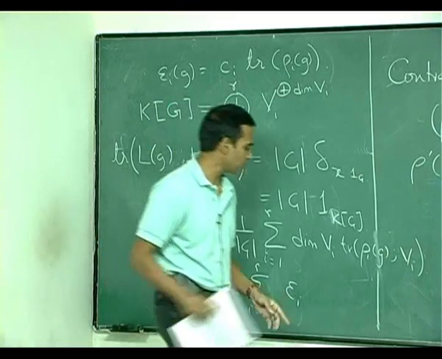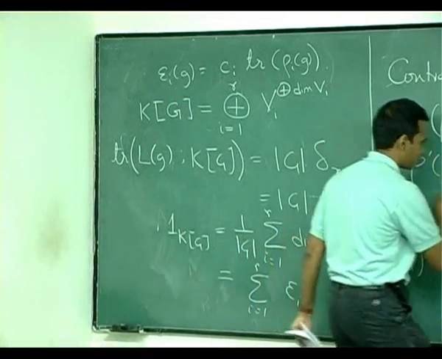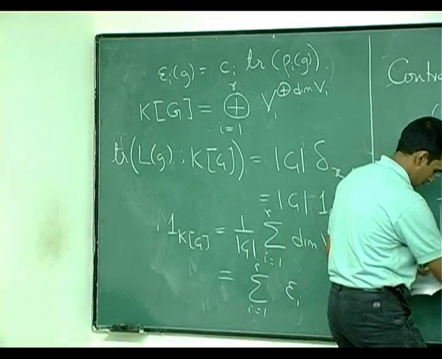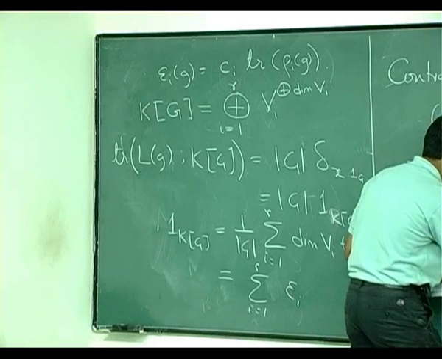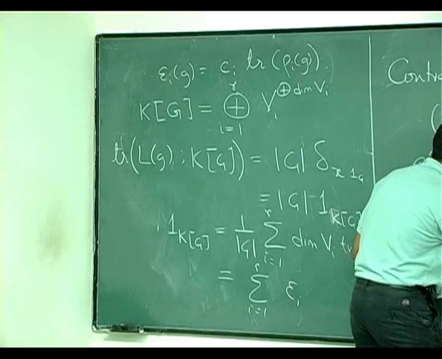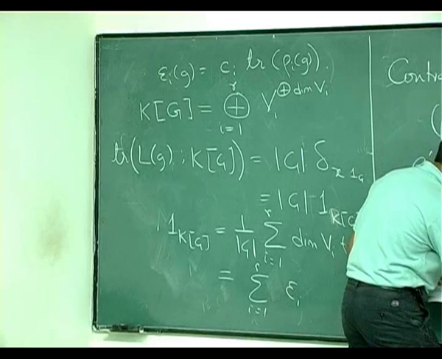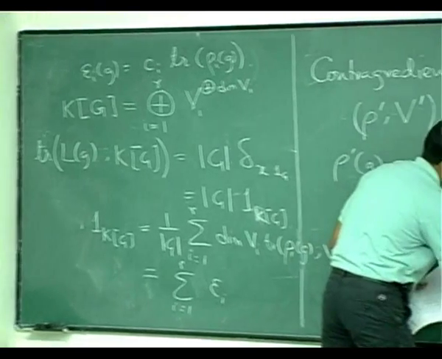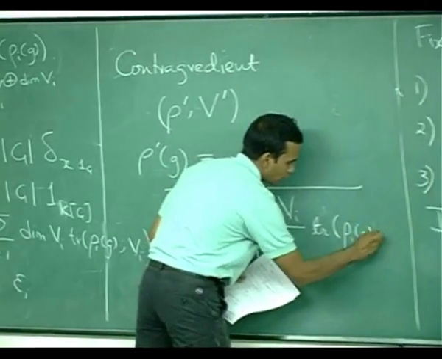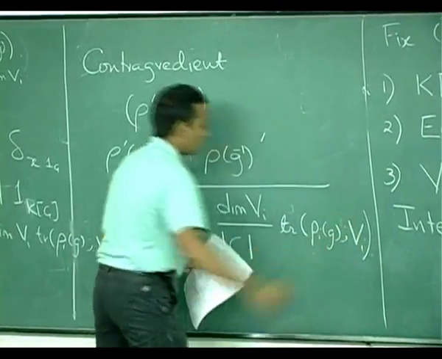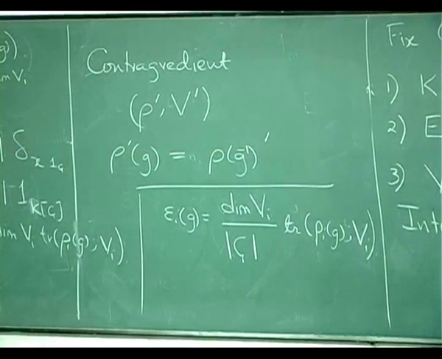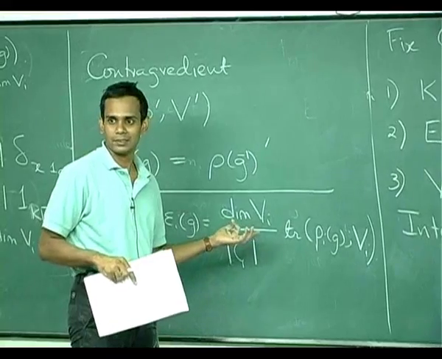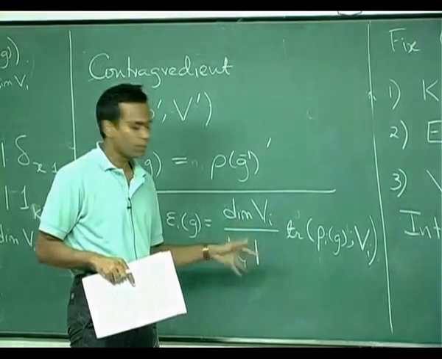So what we get is epsilon_i is the dimension of V_i divided by the cardinality of G times the trace of rho_i(g) on V_i. So this explains the central role played by characters in representation theory. Okay, I'll stop here.